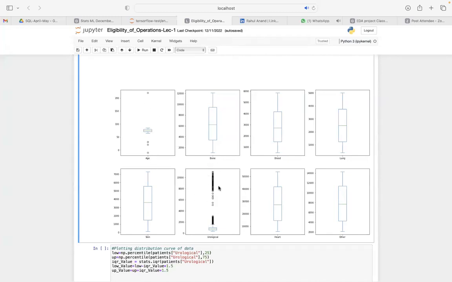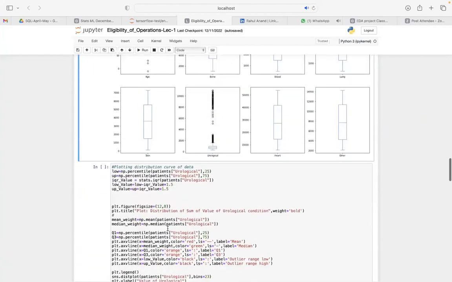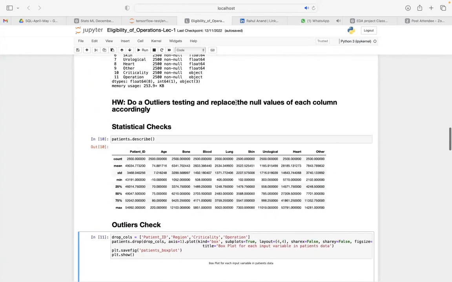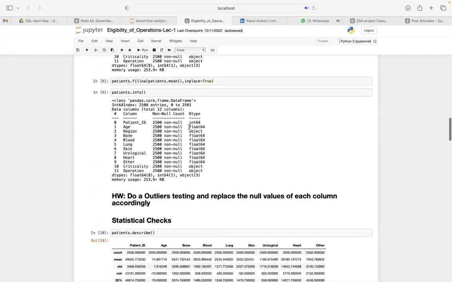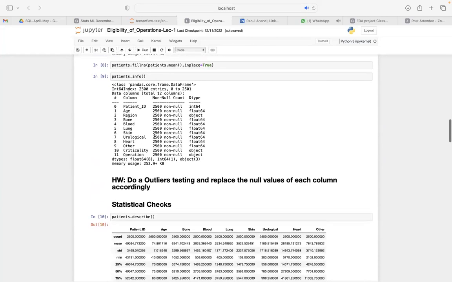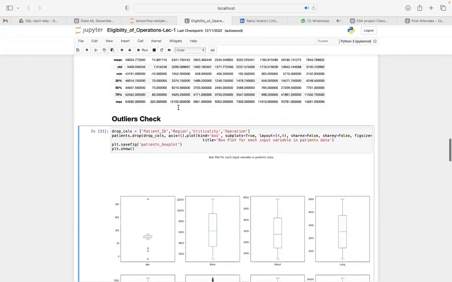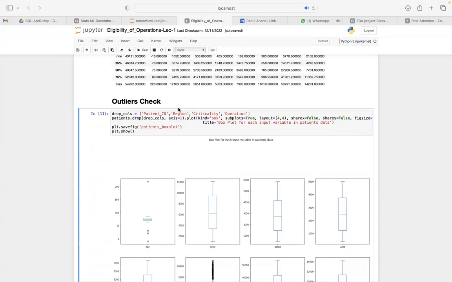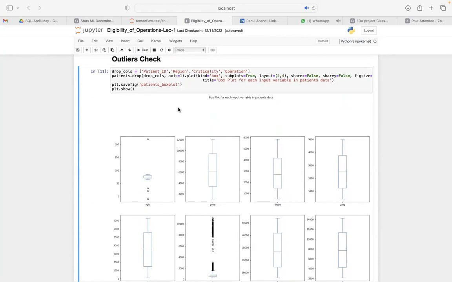But in this case, obviously you'll have to take care, and that's why the homework for you guys is to do the outlier check, draw a box plot, and then try to replace it in each and every column. So you can take the age and urological as well out of the data, and then you can do the imputation accordingly. So any doubts until this point?